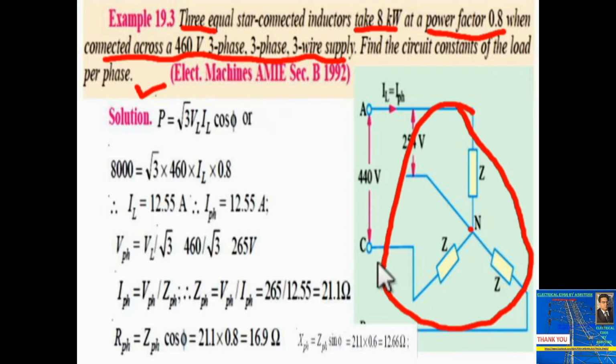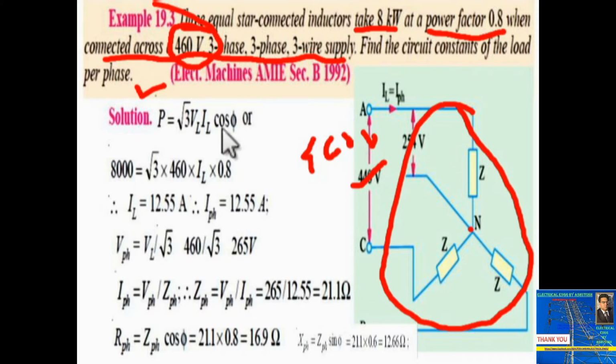You can see, guys, this is 460, not 440. 460 volt is given over here, and this is the line voltage. If it is written like this, 460 volt 3-phase 3-wire supply, it means this is the line voltage, not the single phase voltage, not the phase voltage.